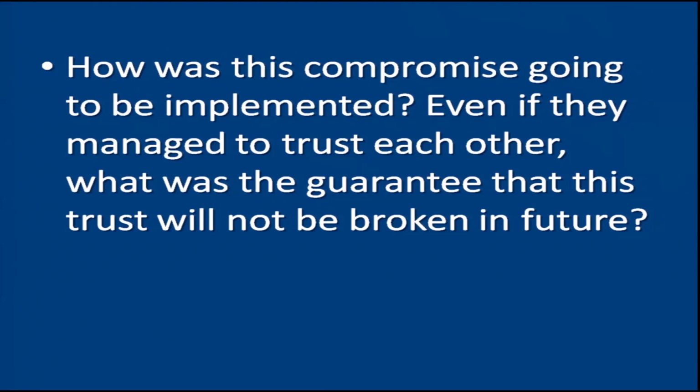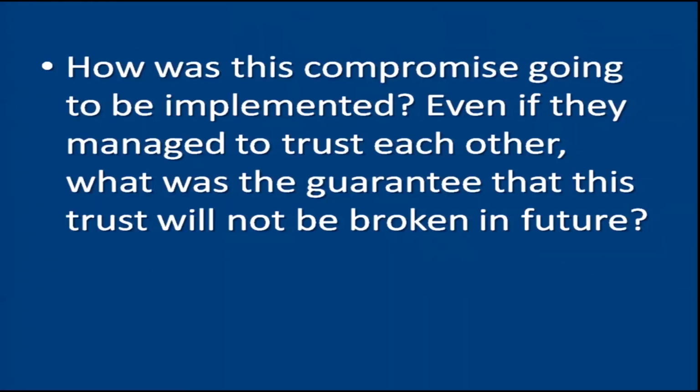But this compromise was not so easy. Though it was made between these two groups, the oppressor and the oppressed, the whites who were the oppressors and the blacks who were the oppressed class, the compromise was not so easy. Why was it not so easy? Now, there was a question here. What is the question? How was this compromise going to be implemented? Both the groups sat together and made the compromise. But the question is, how was it to be implemented?